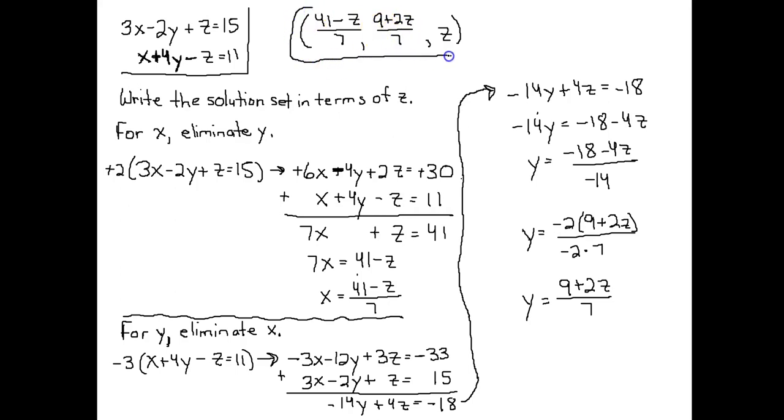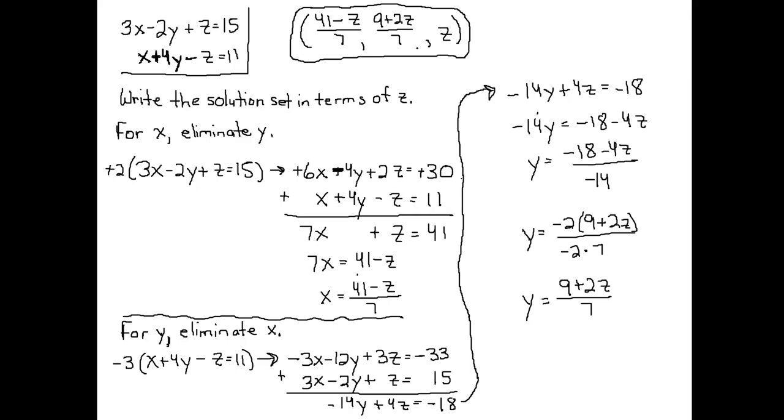So there's your ordered triple for that system. Just pick any real number you want for z, and you can plug it into (41 minus z) over 7 to get the x, plug it into (9 plus 2z) over 7 to get the y, and there's one of the ordered triples that works in those two equations.